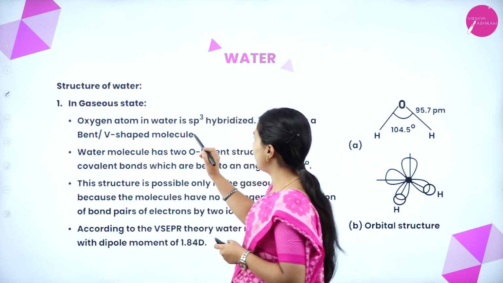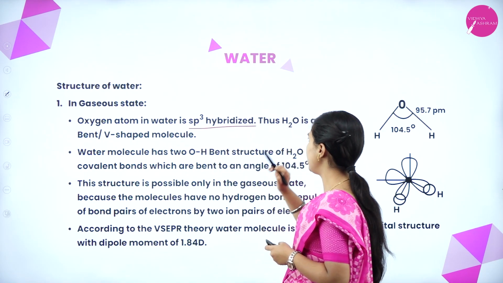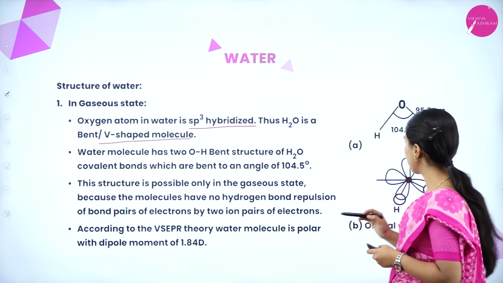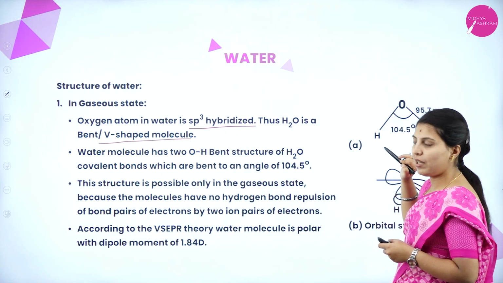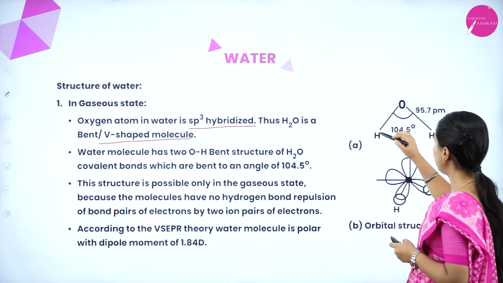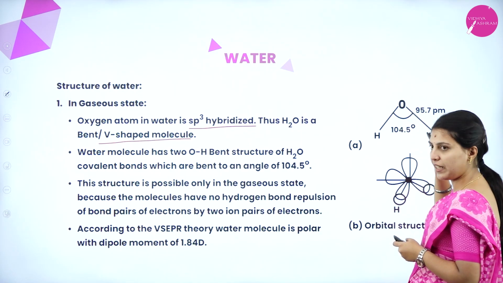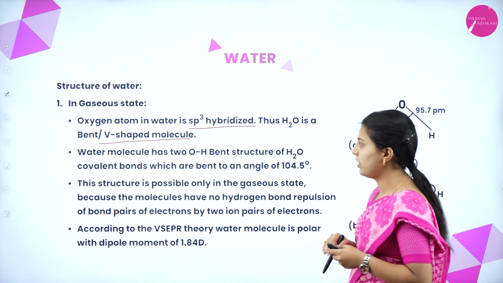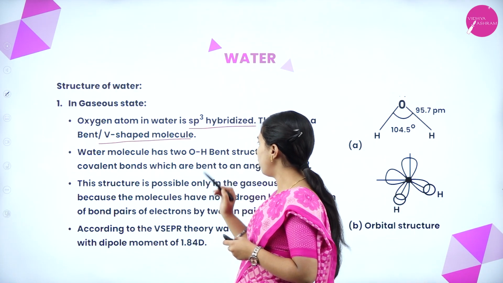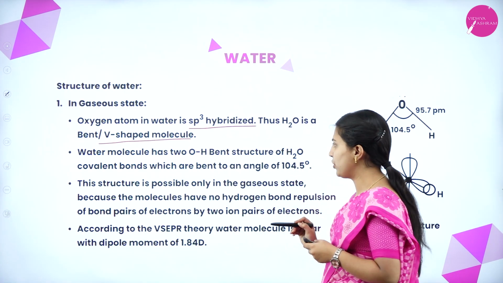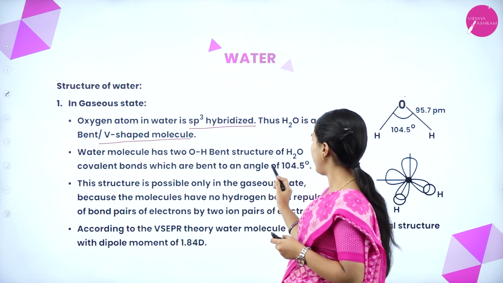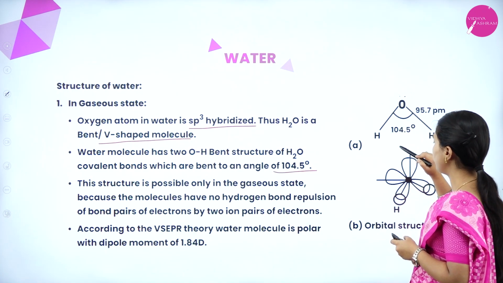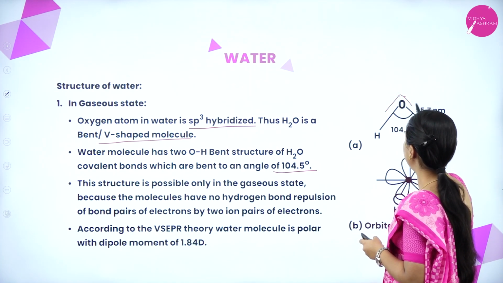The oxygen atom in water is sp3 hybridized, thus H2O is a bent or V-shaped molecule. This structure we have already seen in chemical bonding and molecular structure. The 2 H and O, with O in the center, form a bent structure due to the lone pairs of electrons on oxygen. The water molecule has 2 O-H covalent bonds which are bent at an angle of 104.5 degrees. See, the bent structure.